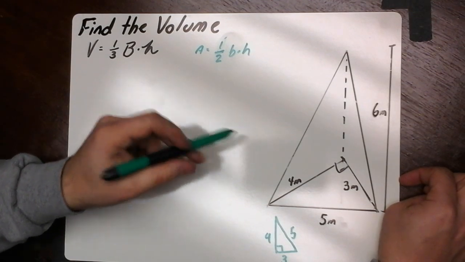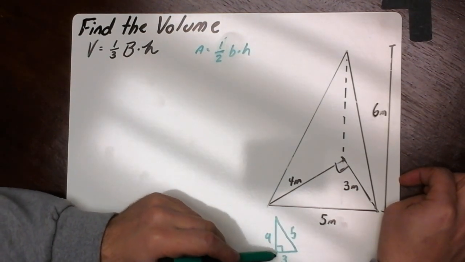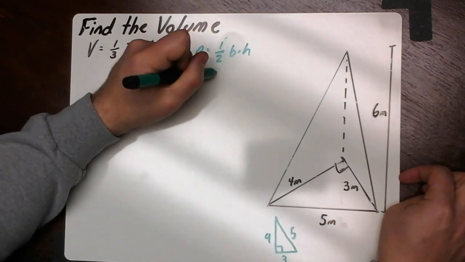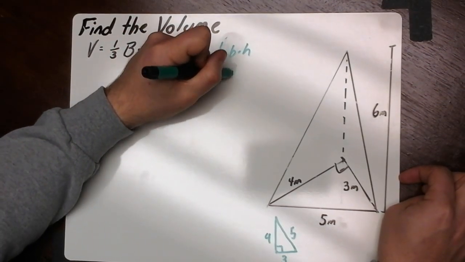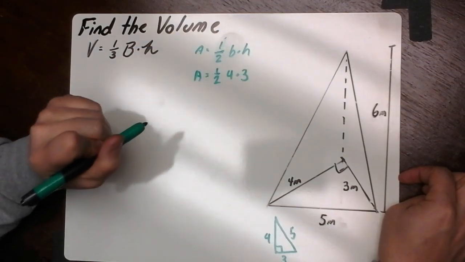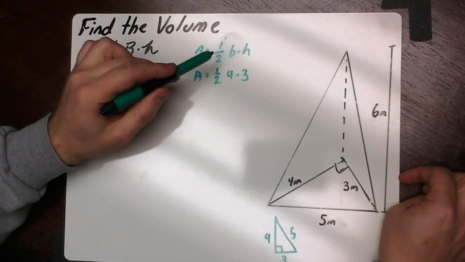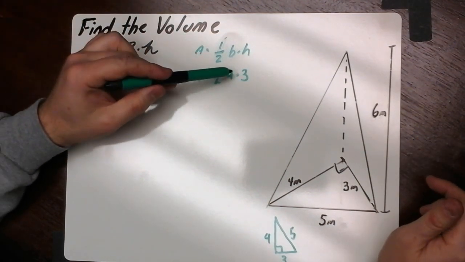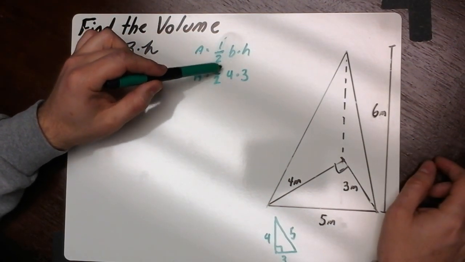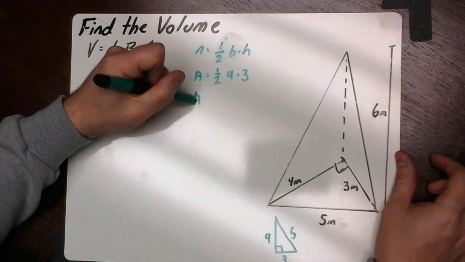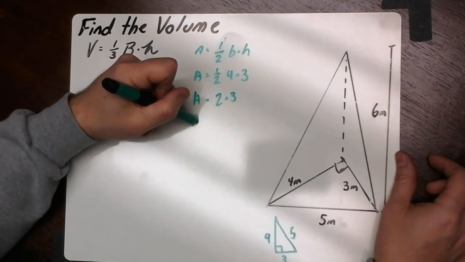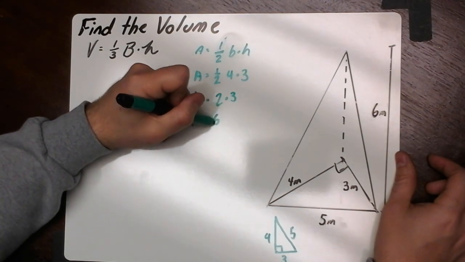Okay? So there's my height and my base together. So now I have A equals 1/2 times 4 times 3. Well, here I am again in this nice situation where I have an even number. 1/2 times 4 is 2. So that's 2 times 3, which gives me 6.